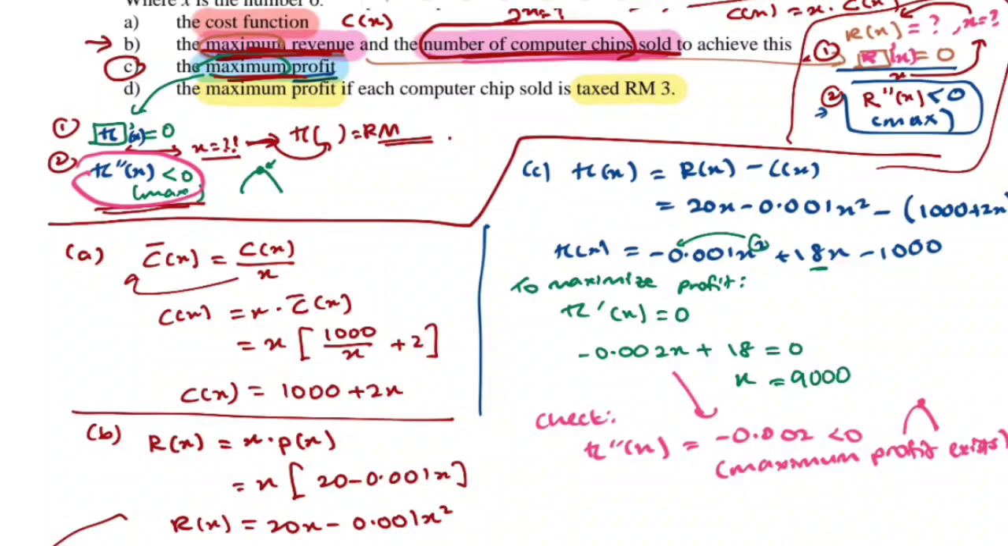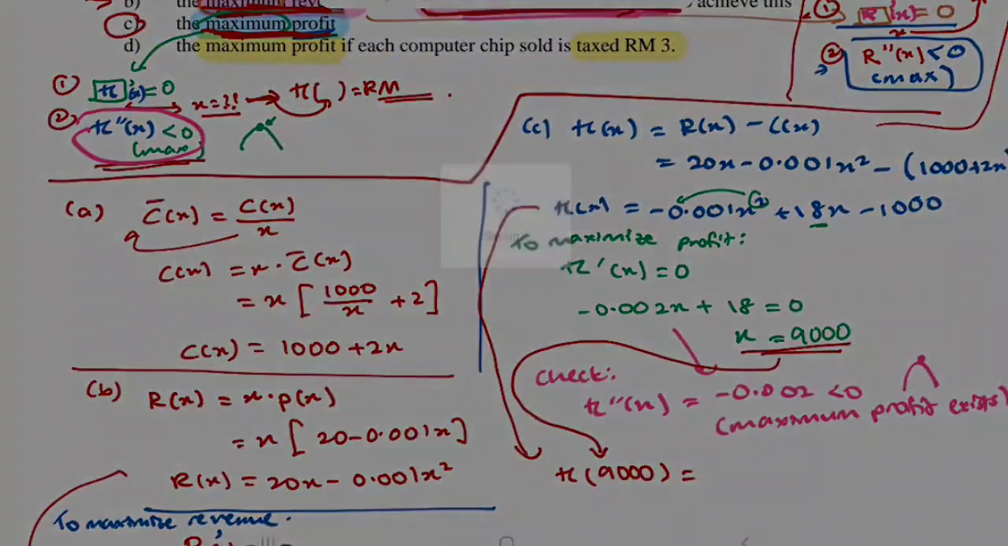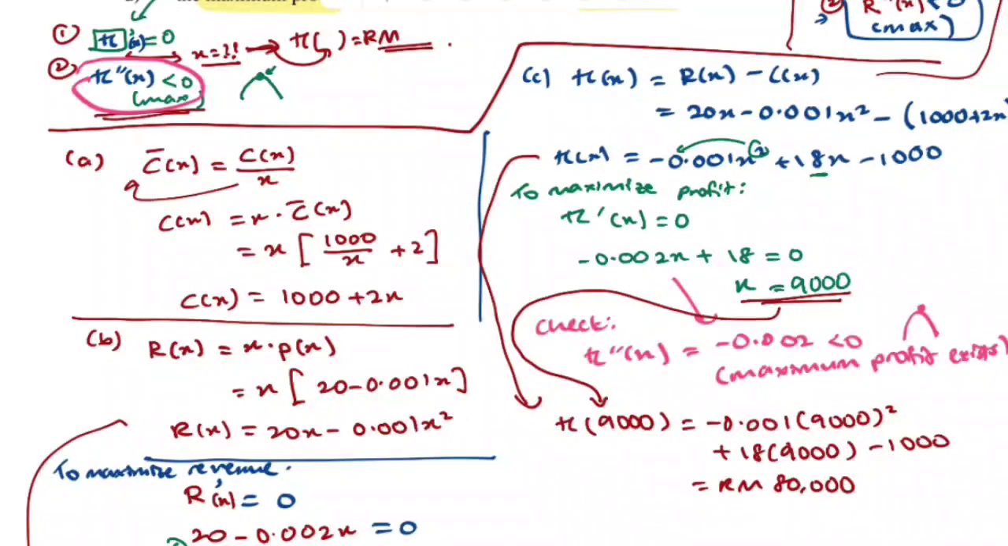After that, check what the question wants. The question wants the value of the maximum profit. So the question doesn't want to find the number of units that maximize the profit, but the maximum profit. So this means what is the profit that we earn from these 9,000 units sold. So just substitute that x value into the profit function. And the answer is 80,000 ringgit. Don't forget to write RM in front.